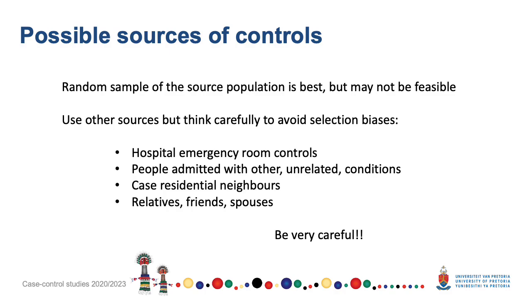So we have to use other sources, but think very carefully before you do this in order to avoid the probability of selection biases. You don't want to have a biased result. Sometimes people turn to hospital emergency room controls for cases that are sick people, or people admitted with other unrelated conditions, or you might look at residential area and look at neighbors of the cases, or relatives, friends and spouses, but be very careful to avoid selection bias.